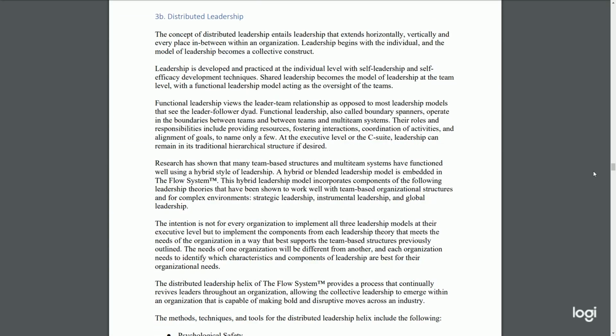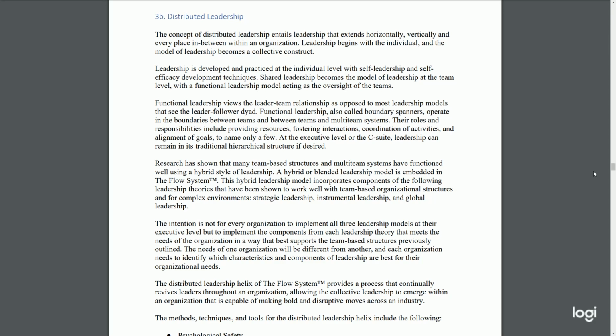Principle 3B, Distributed Leadership. The concept of distributed leadership entails leadership that extends horizontally, vertically, and every place in between within an organization. Leadership begins with the individual, and the model of leadership becomes a collective construct. Leadership is developed and practiced at the individual level with self-leadership and self-efficacy development techniques. Shared leadership becomes the model of leadership at the team level, with a functional leadership model acting as the oversight of the teams.